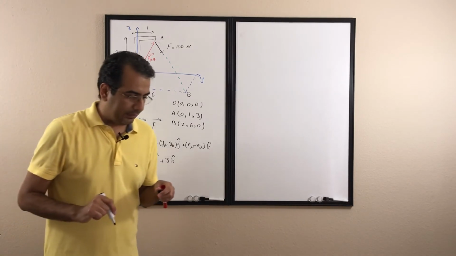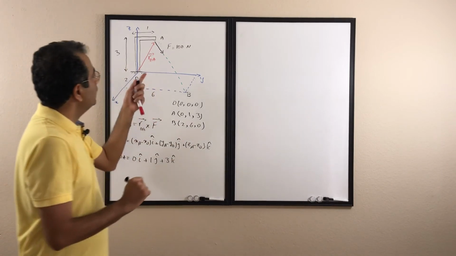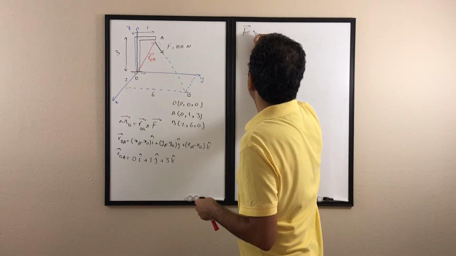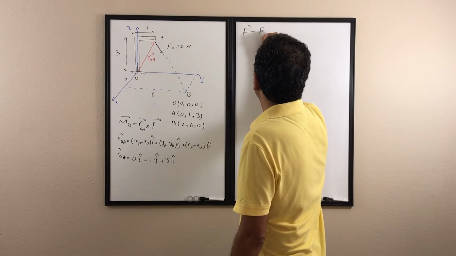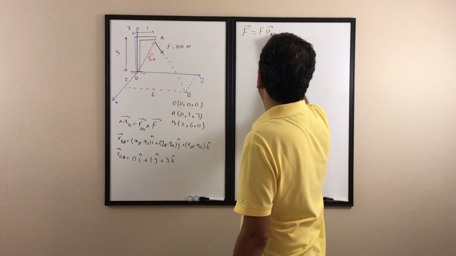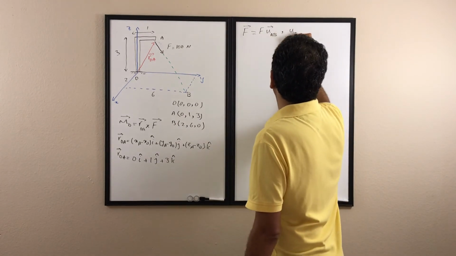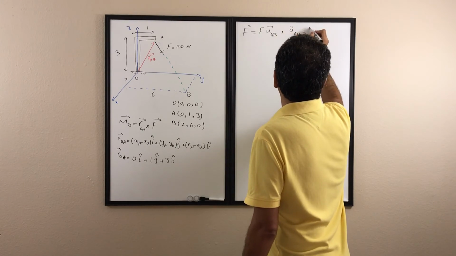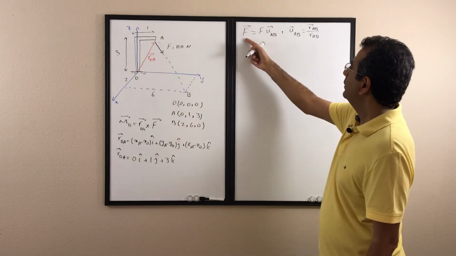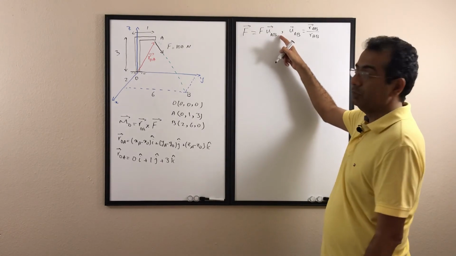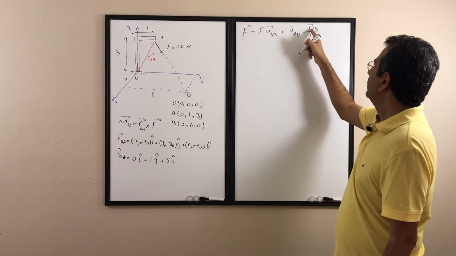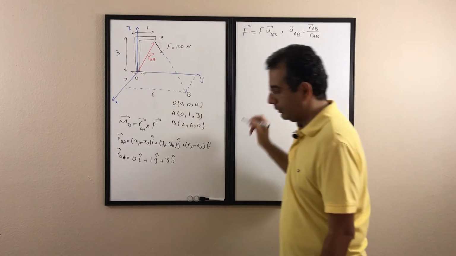Now I need to find the force F as a vector, and I only have the magnitude of that force. We remember that any vector is the magnitude times the unit vector, and here the unit vector along the force F is the unit vector AB. The unit vector AB is the position vector from A to B divided by its magnitude. So to find the force F, we need to find U_AB, and for that we need the position vector R_AB.